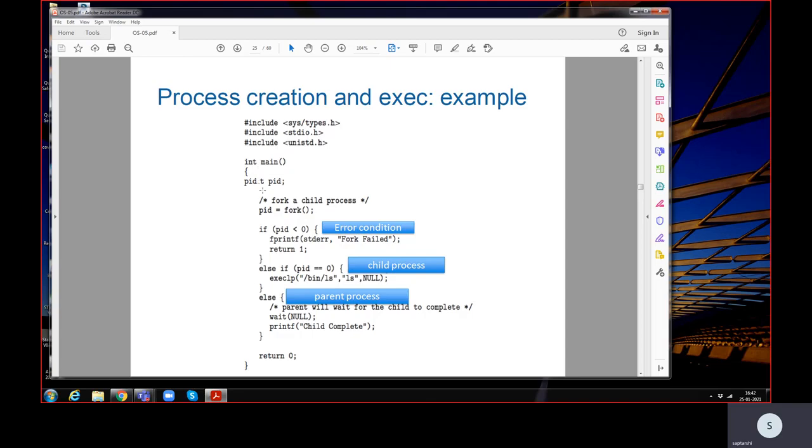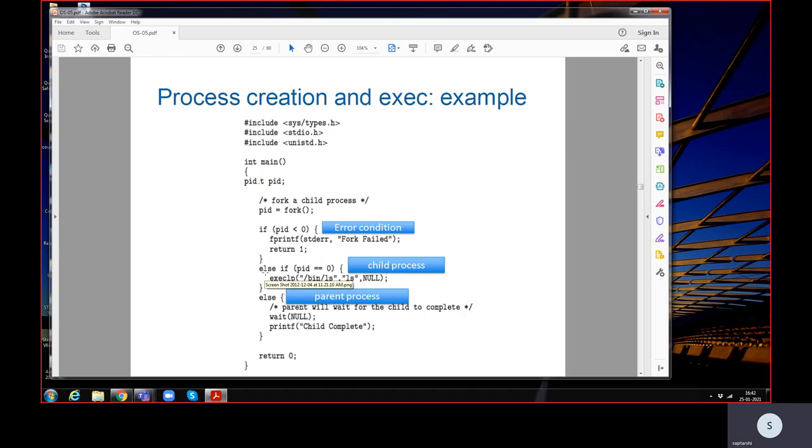So here what does main do? pid_t pid, right? Then it forks a child process. So pid equal to fork. And then comes the type of code that we have seen earlier. If pid less than 0, else if pid equal to 0, else. So if pid is less than 0, that means fork failed. So you return 1. This is an error condition. Else, at least fork was successful.